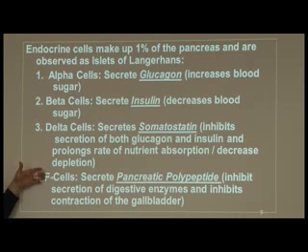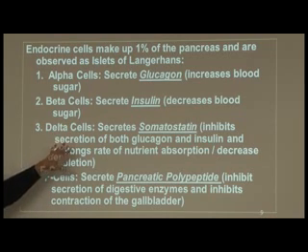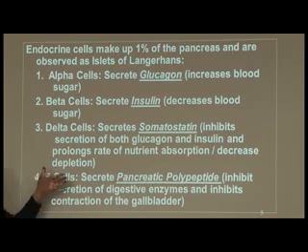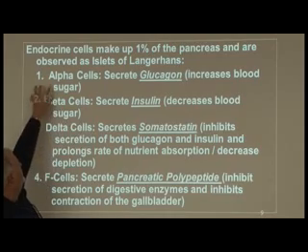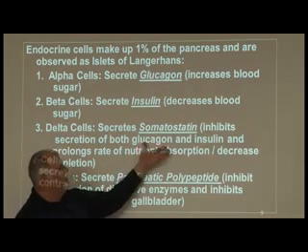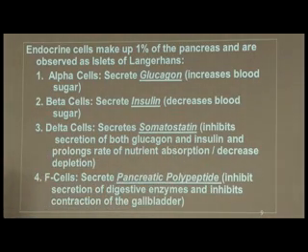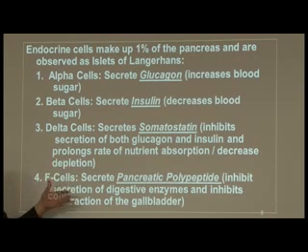So F cells and delta cells are going to produce hormones that are involved in different processes. Delta cells secrete somatostatin, a hormone that targets both alpha and beta cells, and so it decreases the production of glucagon and insulin. It actually prolongs the rate of nutrient absorption and decreases depletion of nutrients in our body.